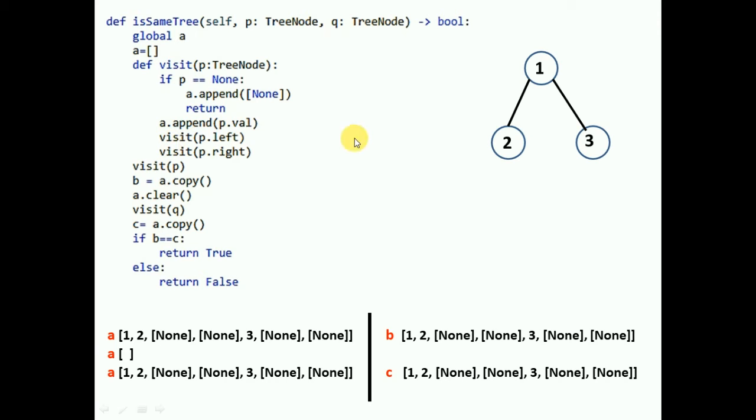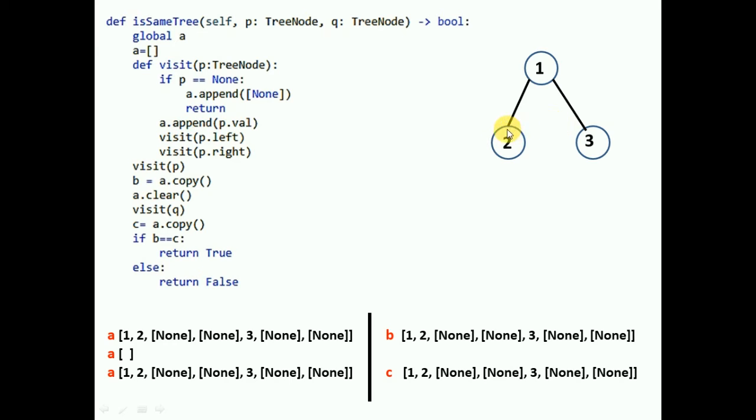Visit p dot left. So p dot left is 2, and 2 is passed to this visit function. Our cursor will move to the top again. Now p is 2. We check if p is equal to none. No, it's not none, so the cursor will not move to this part. Then our cursor will move to a dot append p dot val.